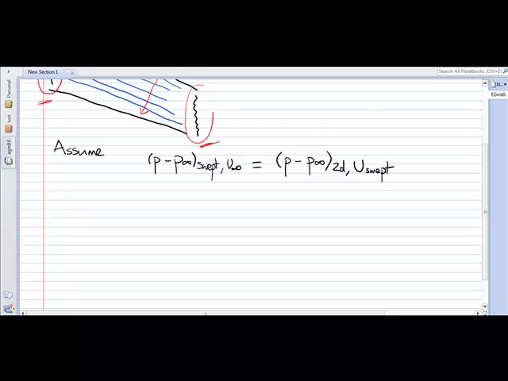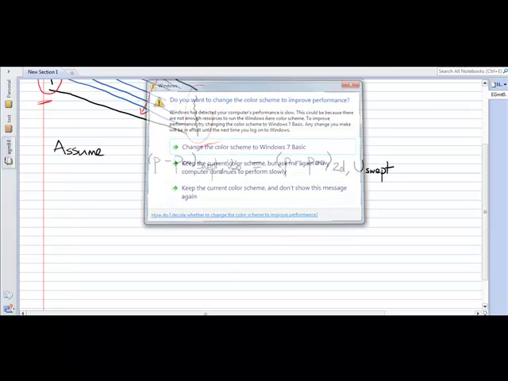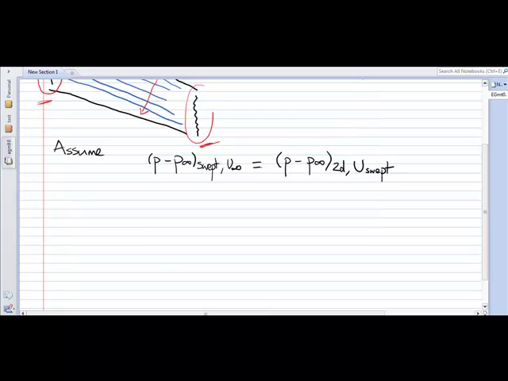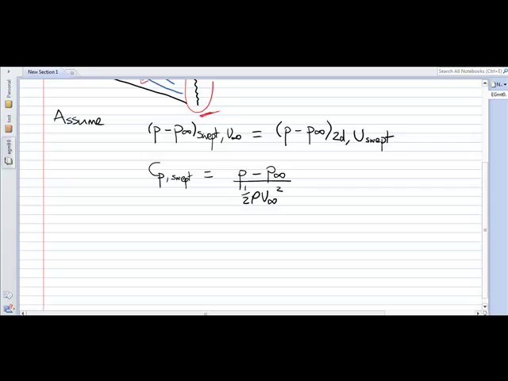So once we've made that assumption, we can note a few things. So here's our basic definition of Cp. This is the thing that we're going to try and develop. So Cp for our swept wing is simply p minus p infinity, the actual p minus p infinity on the wing, over a half rho the actual u infinity squared. That is actually the definition of pressure coefficient. Nothing clever there.